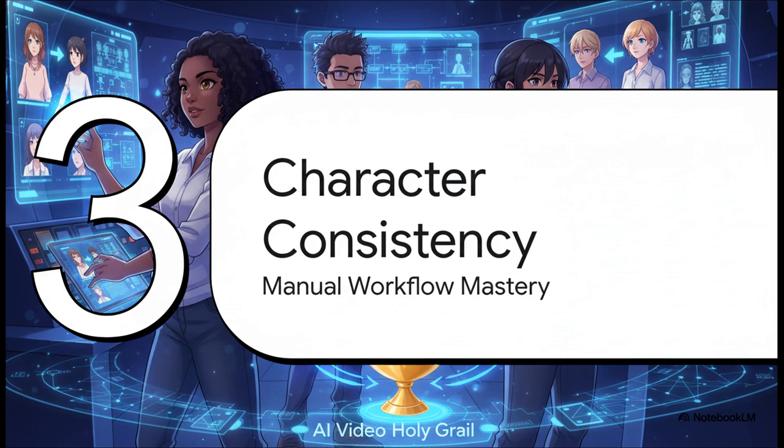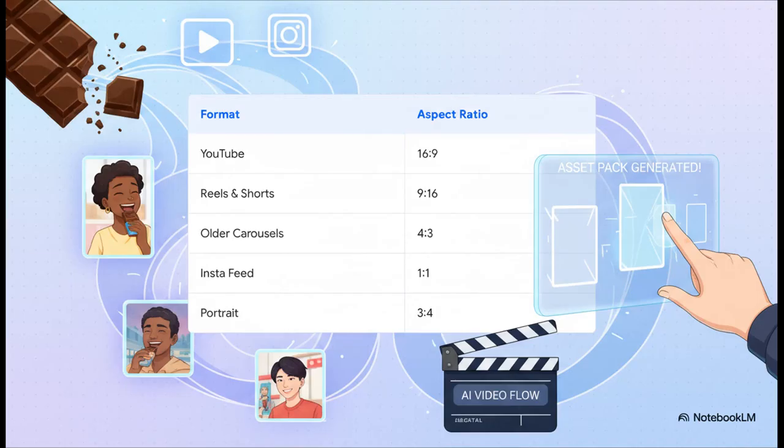All right, Section 3, Mastering Character Consistency. Now we're going to step into the manual workflow and really take full control to master the absolute holy grail of AI video. So to hit this holy grail, our source material actually walks us through building a classic Cadbury-style chocolate ad.